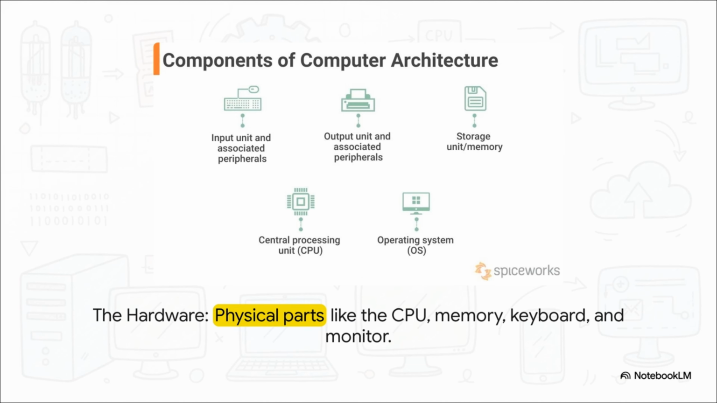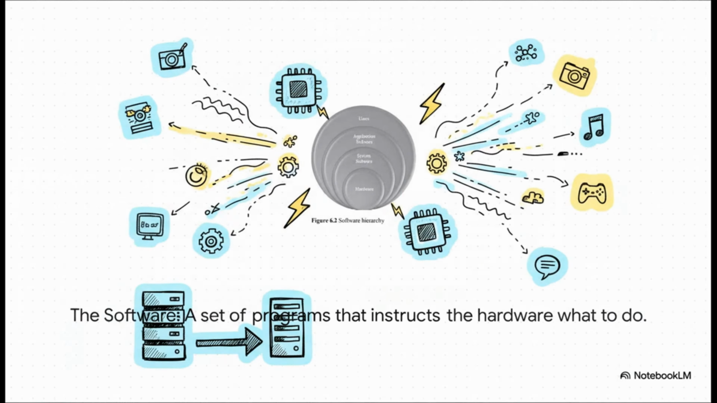You've got the brain, which is the CPU, or central processing unit. You've got memory to store things, and you've got ways to talk to it, like your keyboard, and for it to talk back, like your monitor. This is the physical body of the computer, the bones of the machine. But here's the thing. Hardware is just a useless pile of plastic and metal without software. The software is the set of instructions that tells the hardware what to do.